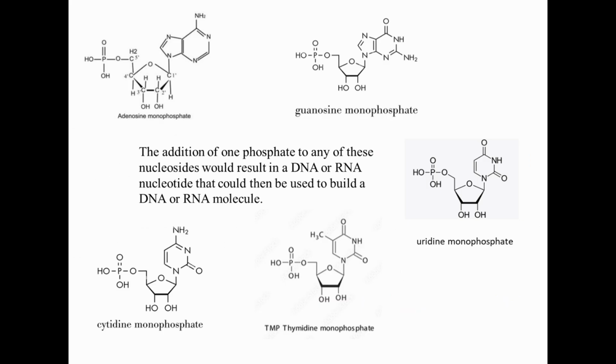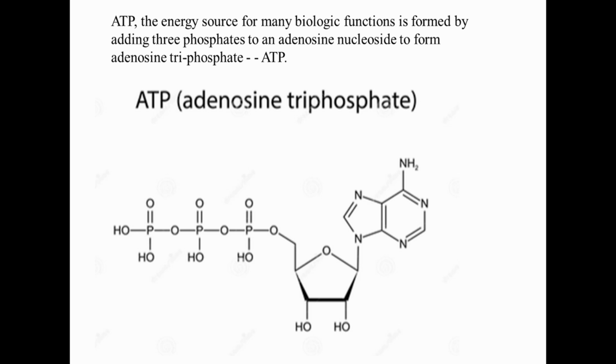The addition of one phosphate to any of these nucleosides would result in a DNA or RNA nucleotide that could then be used to build a DNA or RNA molecule. ATP, the energy source for many biologic functions, is formed by adding 3 phosphates to an adenosine nucleoside to form adenosine triphosphate, ATP.